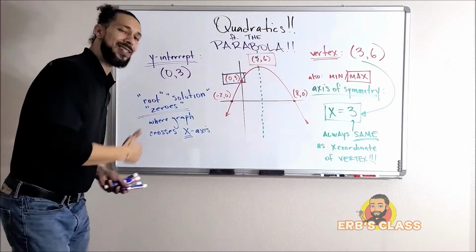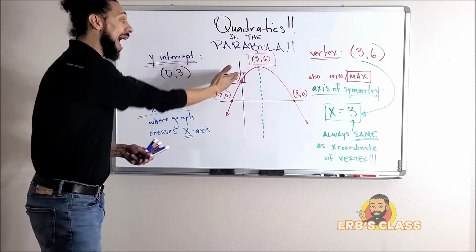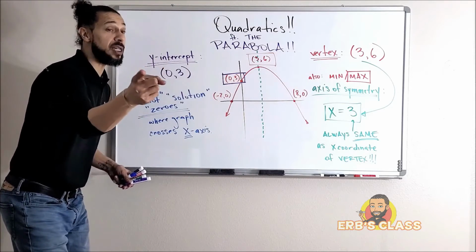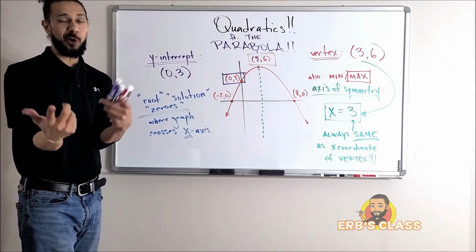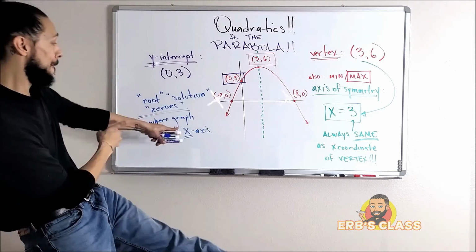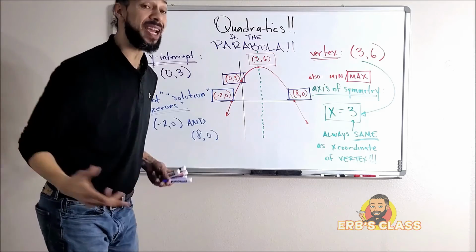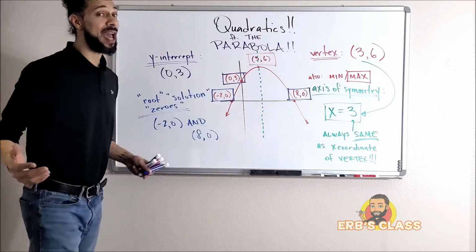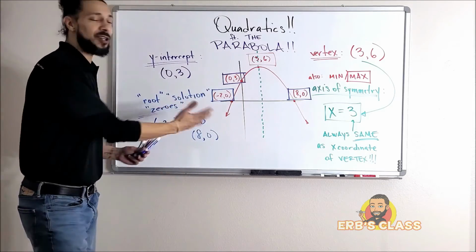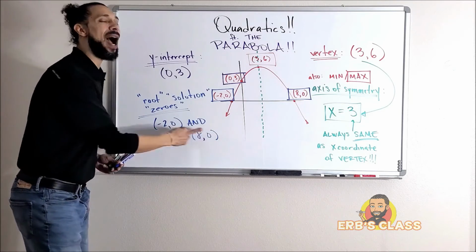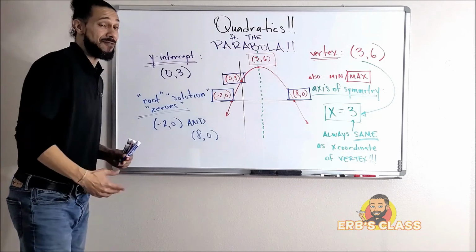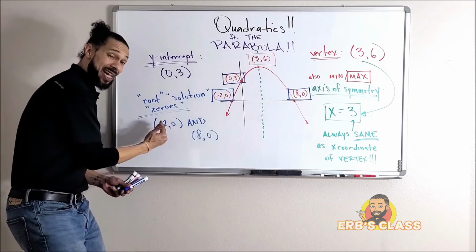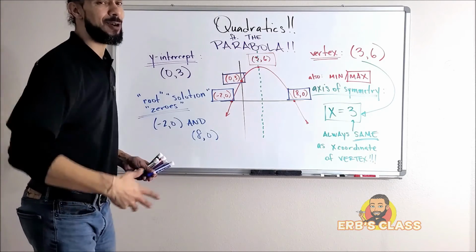Y-intercept. This graph crosses the y-axis at 3, coordinates (0, 3). Okay, let's talk about the roots, solutions, or zeros. There can be 2. Notice this crosses the x-axis twice. Now, the reason they're called zeros is because look at the y value here. The value of this function is 0. At this x value, the y value is 0. That's why they're called zeros.